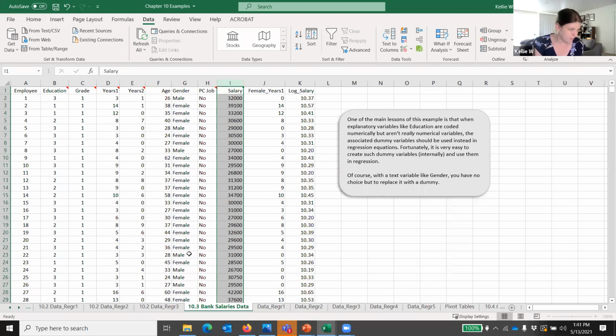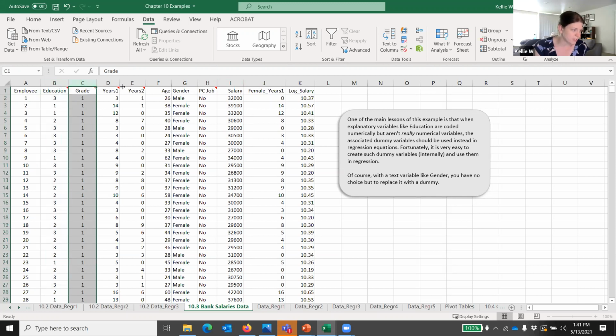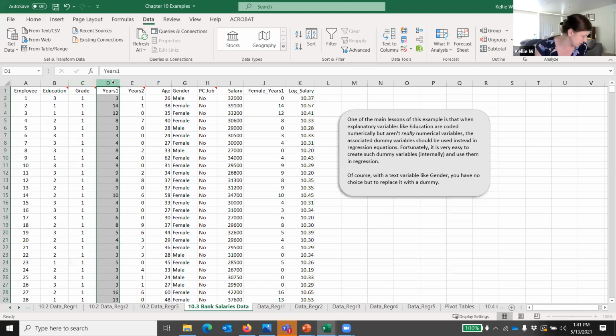Okay, so for the first note here, the example in the book will tell you what these things mean. Education is education level where 1 is finished high school, 2 is took some college, 3 is bachelor's, 4 is some graduate, 5 is graduate degree. Grade is current job level, 1 through 6. Doesn't specify more than that. Years 1 is years of experience with that particular bank, and then years 2 is the number of years work experience at another bank. Age, gender.